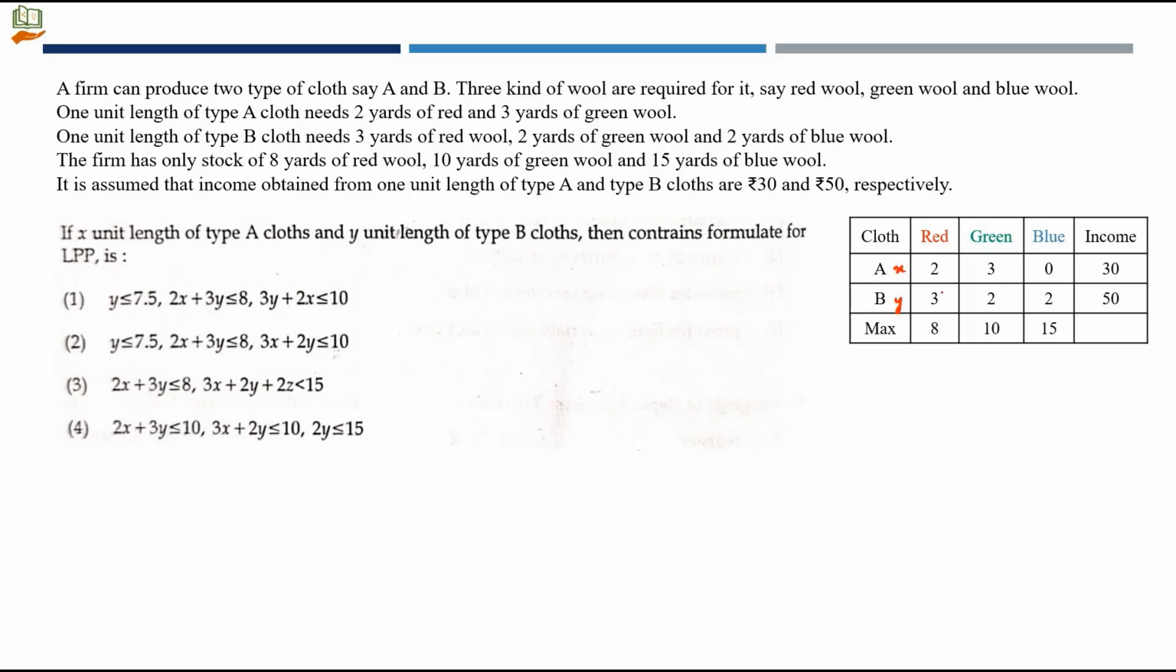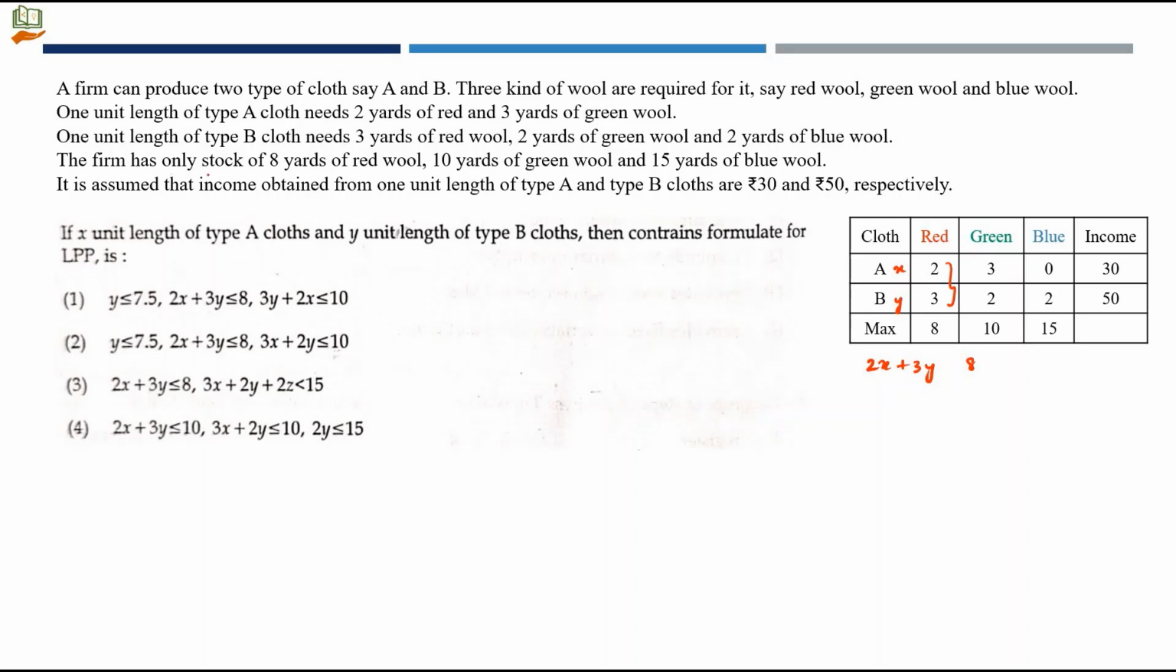How do you take the constraints? Actually, you have to check whether the red wool is within the maximum stock, green wool is within the maximum stock, and the blue wool is within the maximum stock. Now we will frame the equations. 2x plus 3y, and 8 is going to be placed here. Should I use less than or equal to or greater than or equal to?